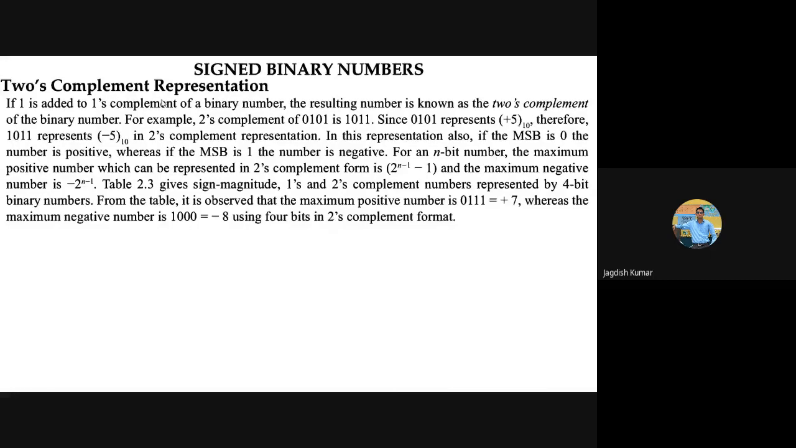So, again, as in the case of 1's complement, now in 2's complement as well, if the most significant bit is 0, the number is positive. If the most significant bit is 1, the number is negative. Also, what is the largest positive number which we can represent in 2's complement? The number comes out to be the same, 2 raised to the power n minus 1. For the 4-bit case, for example, the largest positive number will be +7.